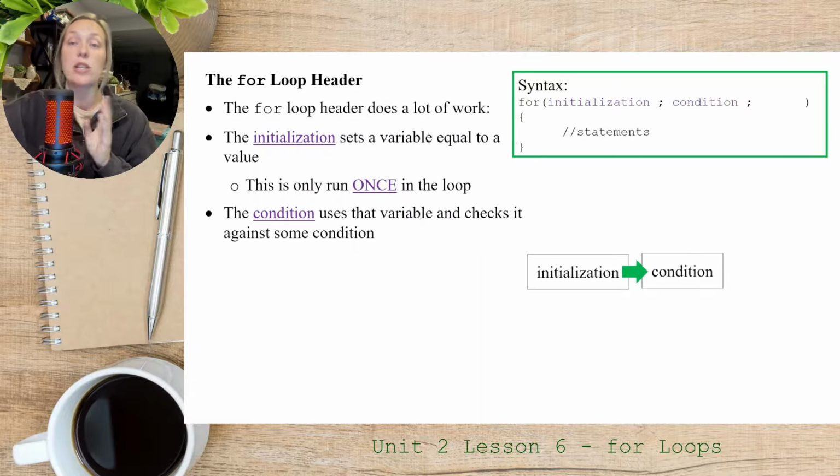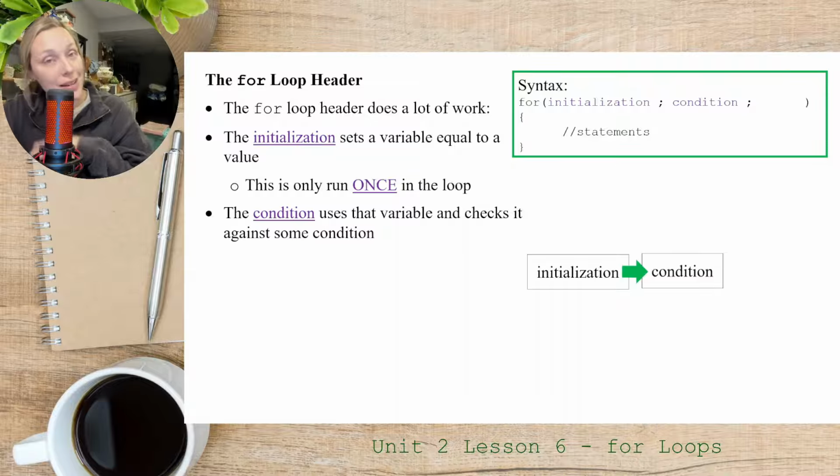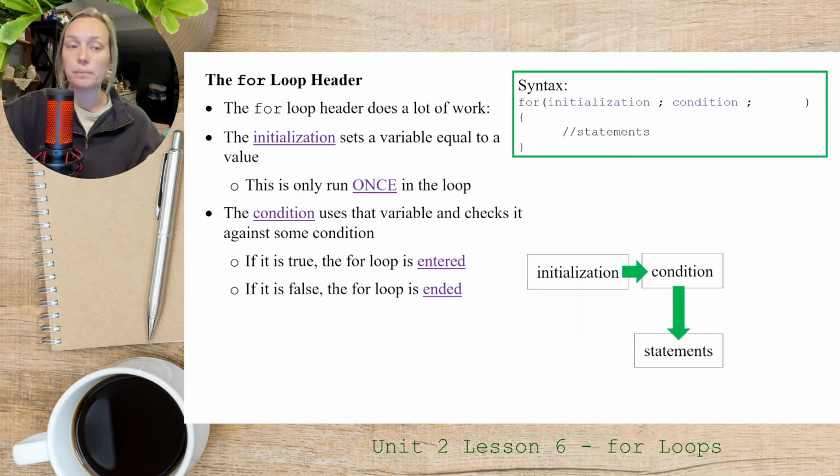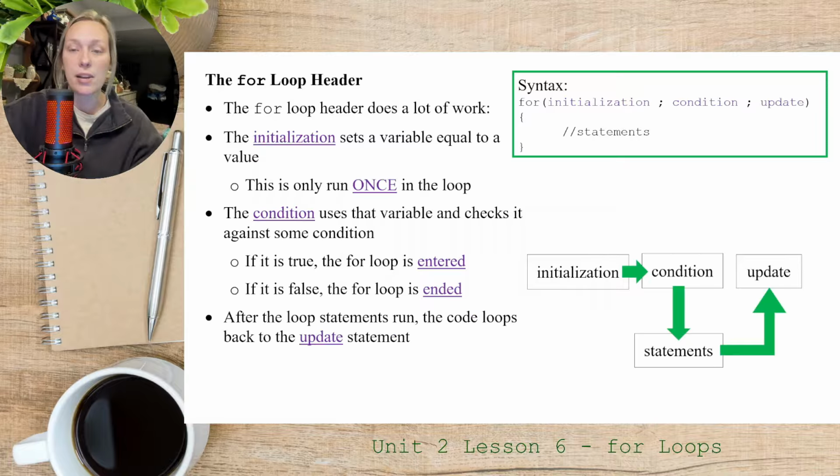After the initialization, we move on to the condition, which is the middle part of the for loop. Now, the condition uses the variable that was initialized and checks it against some condition. And if that condition is true, then the for loop is entered. If the condition is false, the for loop ends right away and it's never entered, okay? Or if at any point, when you go back to check it, the condition does become false, then the loop also ends, okay?